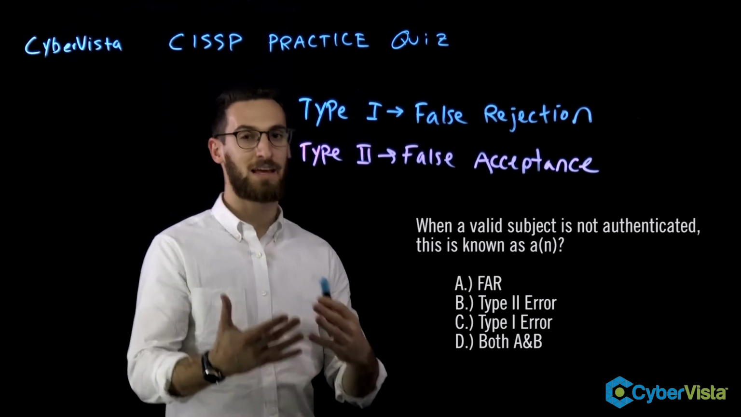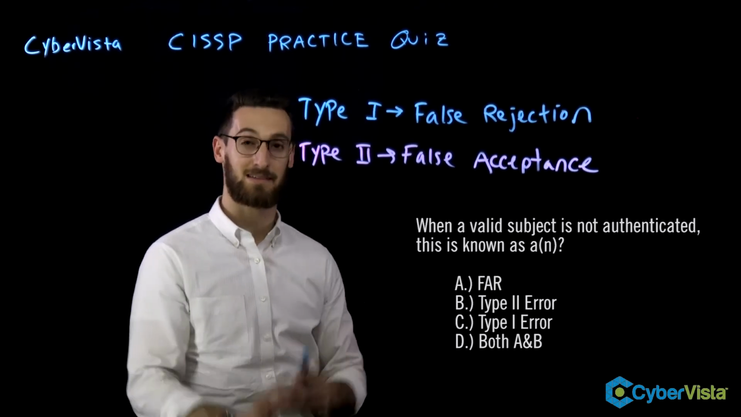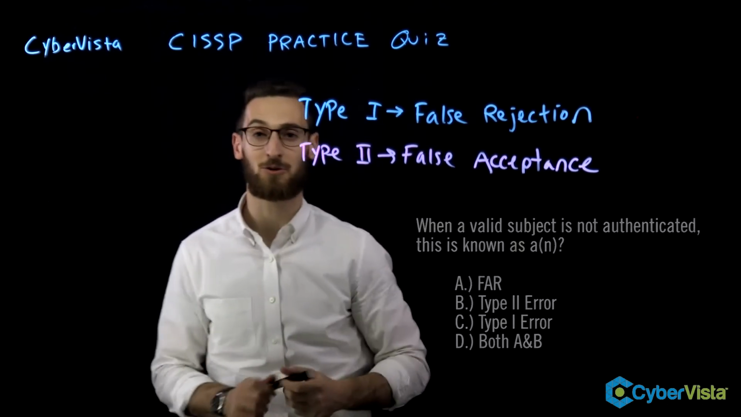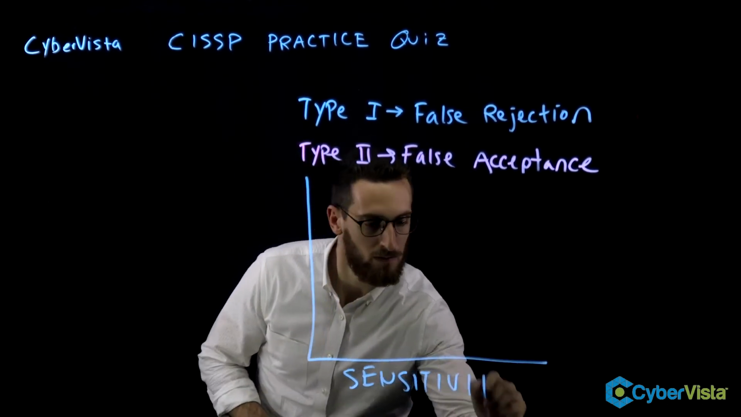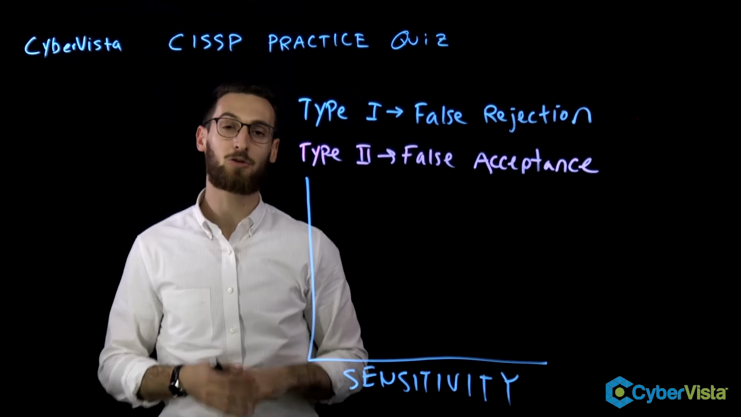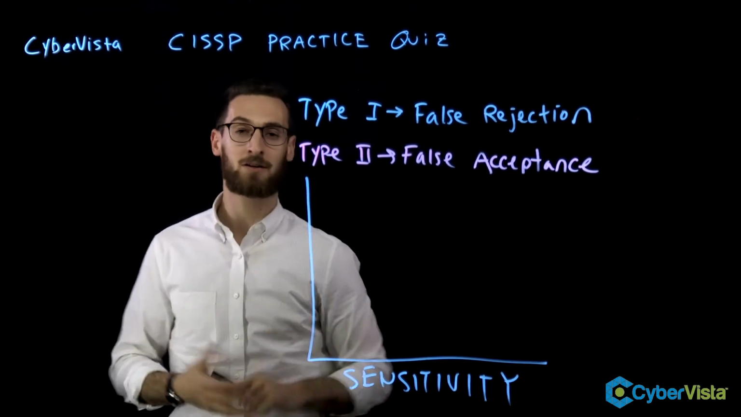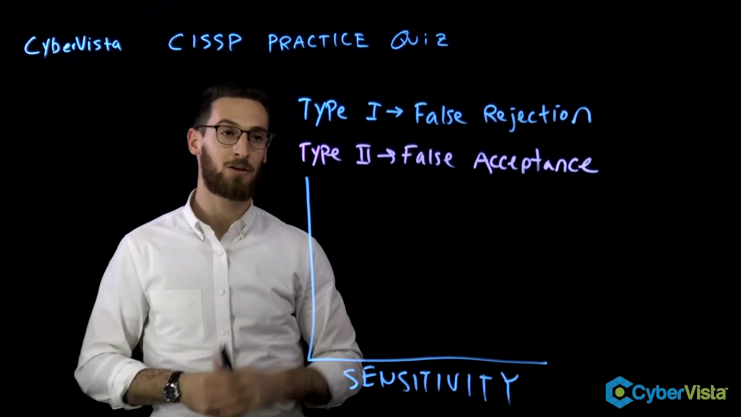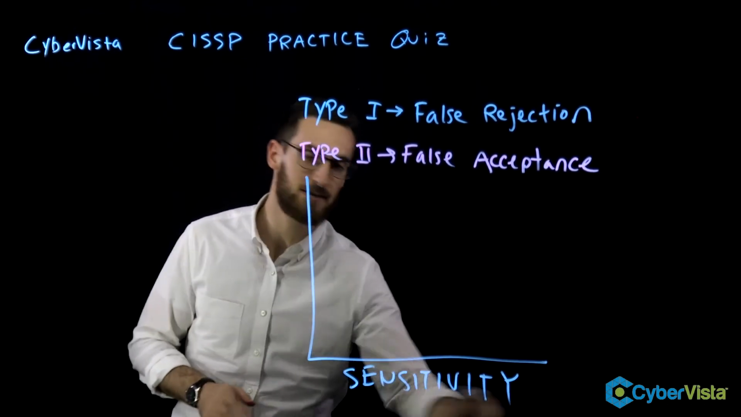Now, we know the answer to the question, but let's actually apply this. Let's learn something. Here's where it gets really cool. You can actually make sure in your organization that you have fewer type 2 errors. You can actually lower the rate of your type 2 errors by tuning the sensitivity.